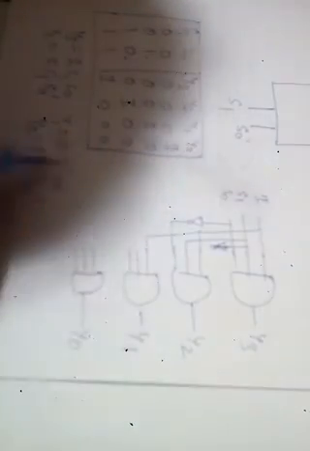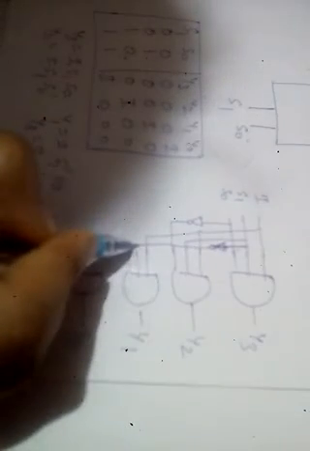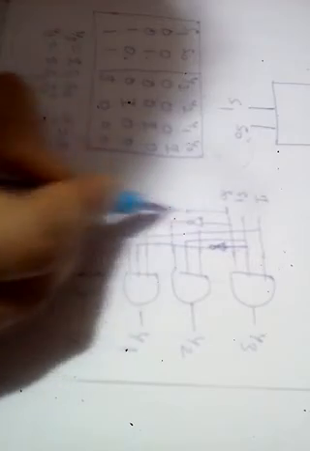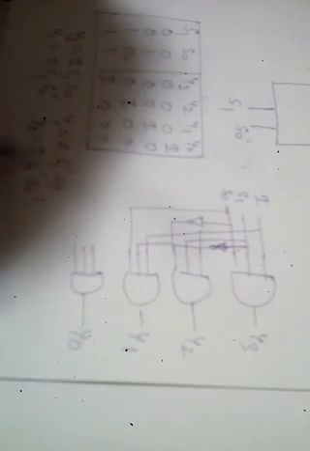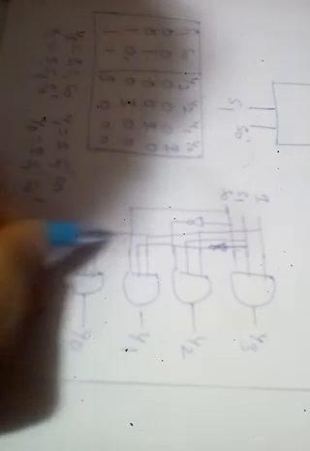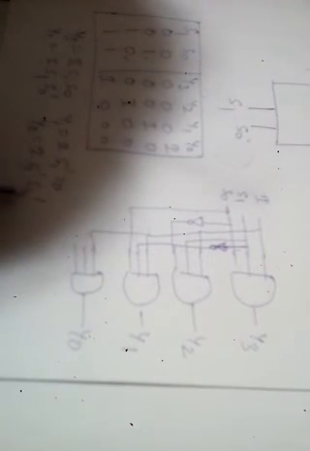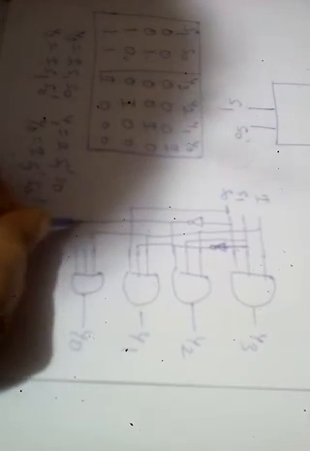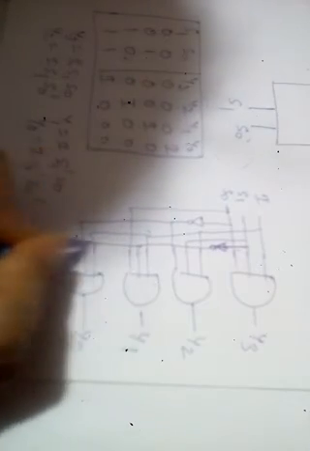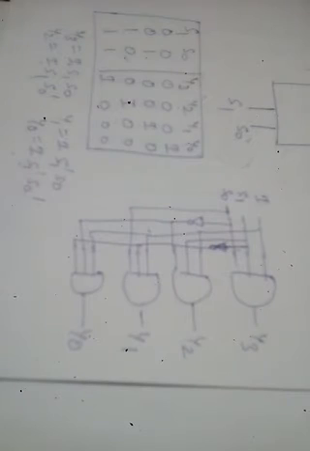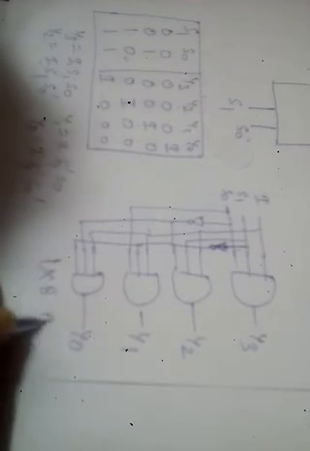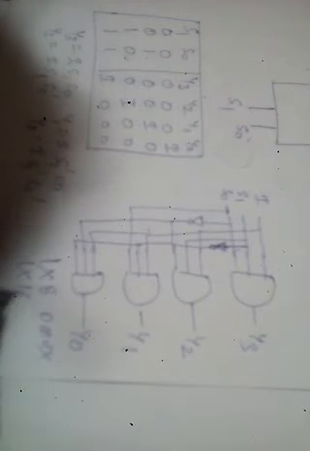Y1 is I, S1 bar, that is this, and S0, and Y0 is I, S1 bar and S0 bar. So this is the logic circuit diagram for 1 by 4 demux. Similarly, we can implement 1 by 8 demux and 1 by 16 demux.